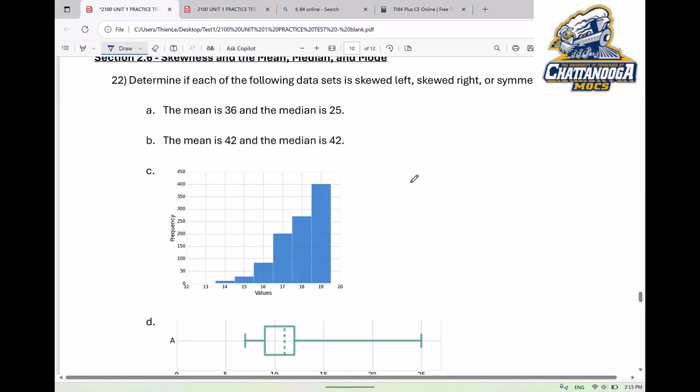Like in problem 22, determine if each of the following data sets is skewed left, right, or symmetric. For one data set, you have the mean bigger than the median, mean 36, median 25. Is it skewed to the right or left? You remember that if you have symmetric, then mean and median should be the same. But when the mean is much bigger than the median, the mean gets pulled up, which means there's some outlier at the top side.